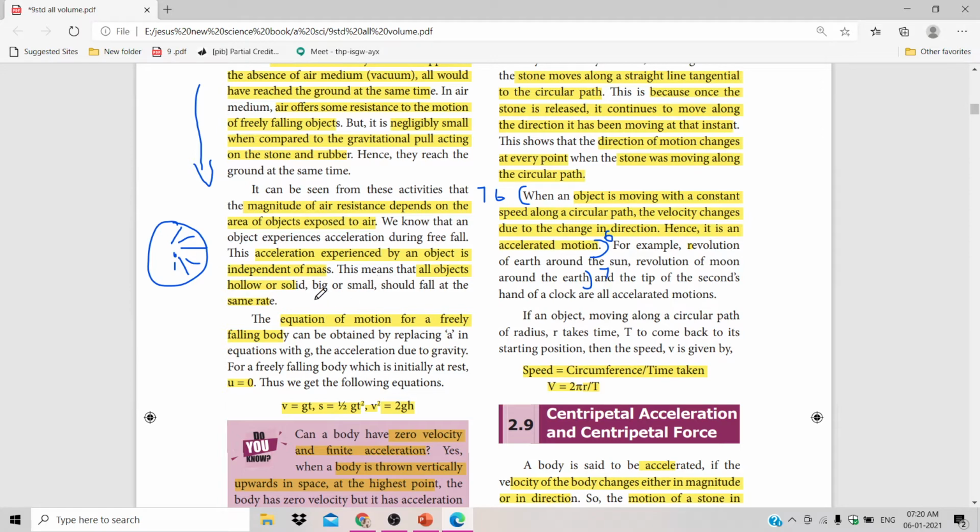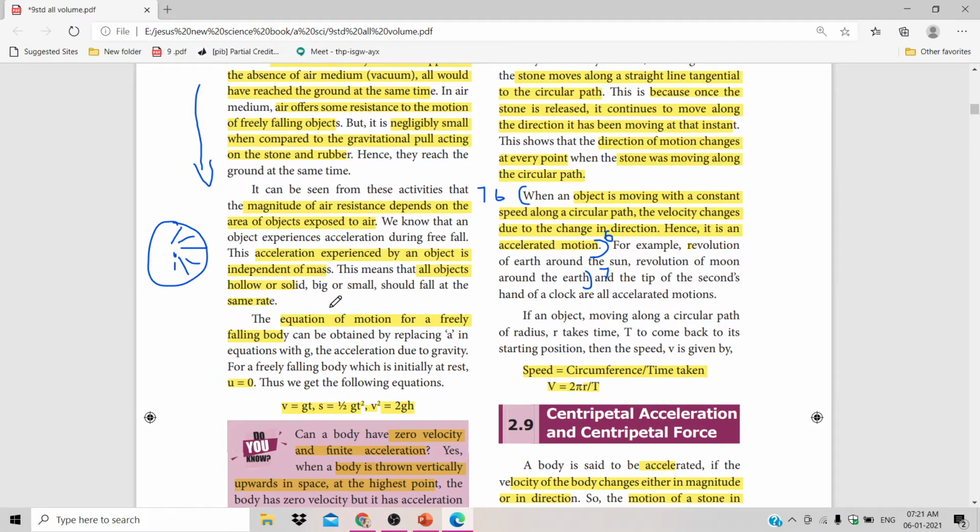Then for all material, whatever material you drop from the top, it will reach the ground at any time, on any day. Okay. So for all equations of motion for a freely falling body, they make an equation of motion for a freely falling body.